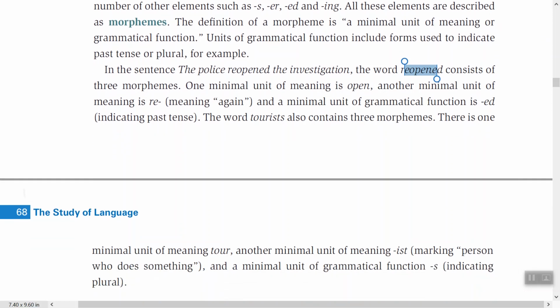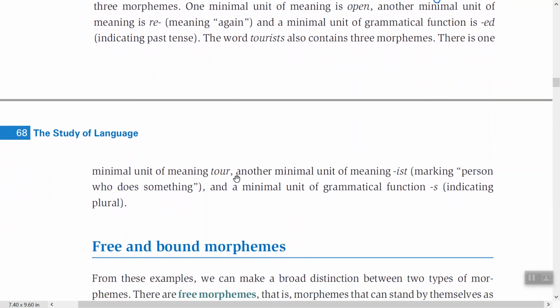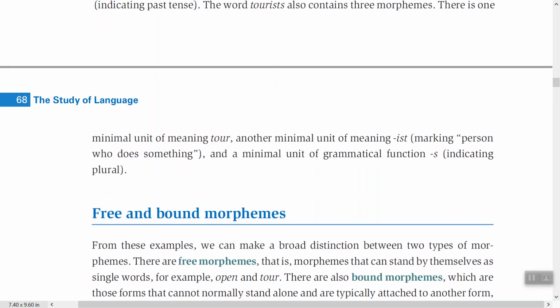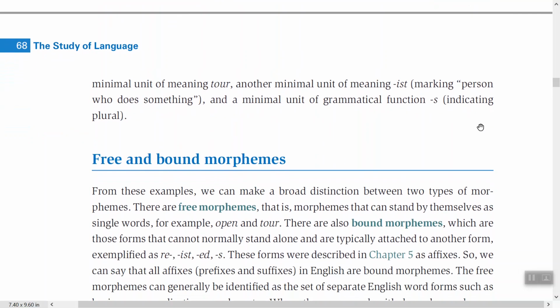We will talk about this later. The word tourists also contains 3 morphemes. There is one minimal unit of meaning, tour. Then we have ist. What does ist mean? It means a person who does something. And s, which has a grammatical function, indicating plural. This is simply morpheme. So we have the definition of morphology and the definition of morpheme.